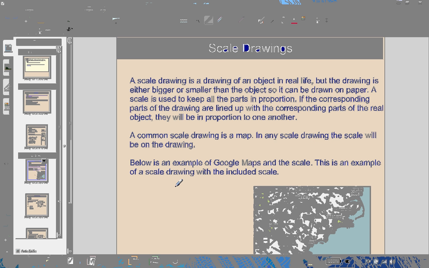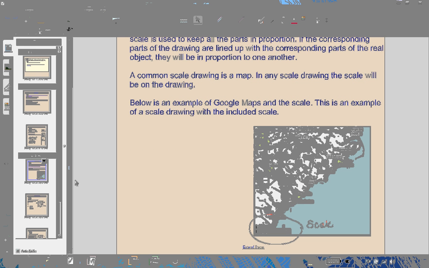A common scale you'll see here is a map, and you can see there's a scale at the bottom that tells you that the length of this line, if you were to measure it on a ruler, is equal to 100 miles or 2 kilometers.